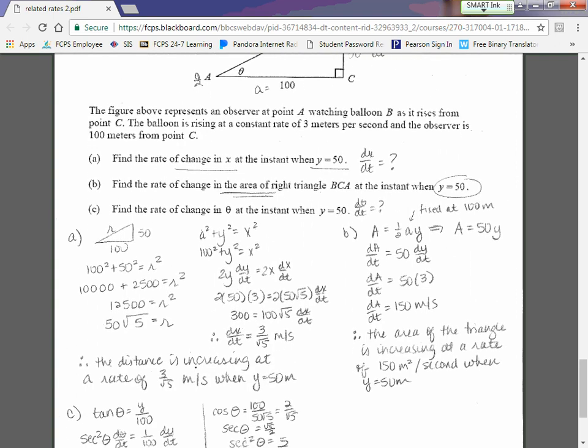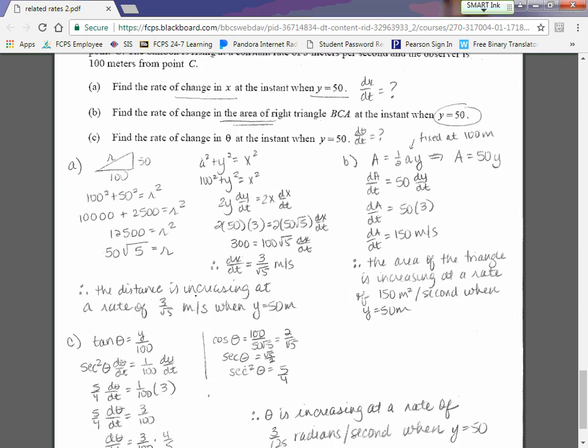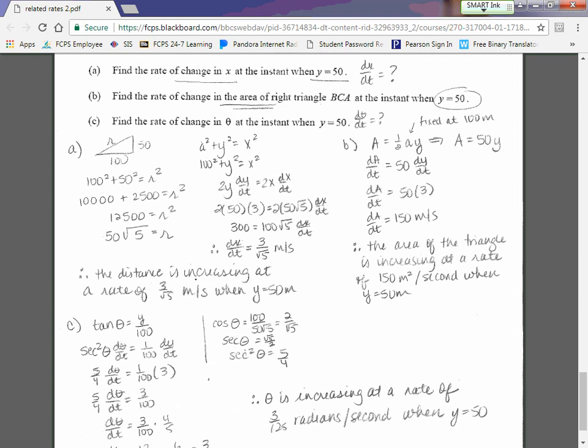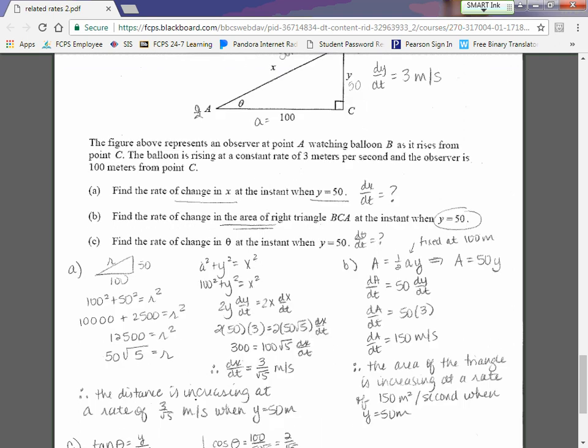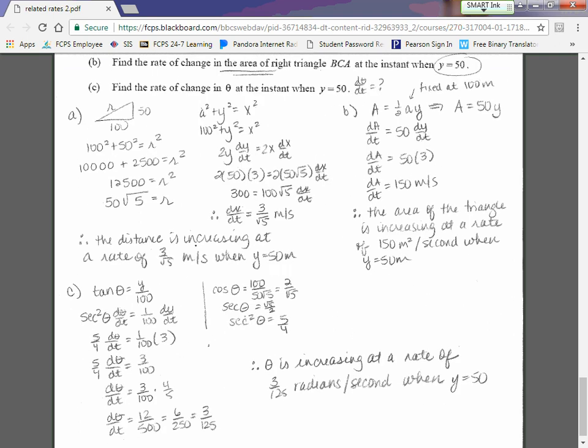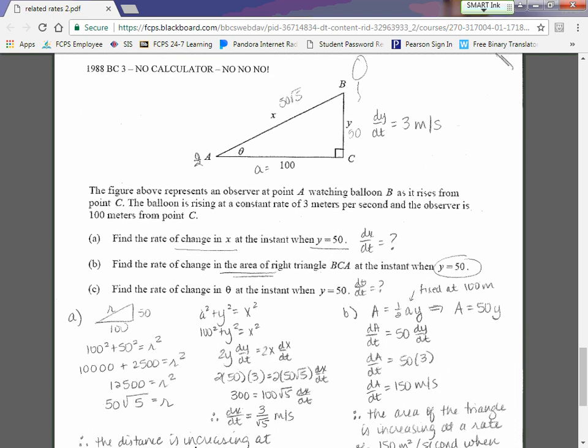So when we're looking at part C here, we want d theta dt. If I use tangent theta, tangent is opposite over adjacent. Y is changing, so that's why we keep the y. 100 is staying the same, so that's why we do y over 100. Whereas if I would have done, let's say sine, we would have had to do sine theta equals y over x, because both of those are variables, they're changing all the time.